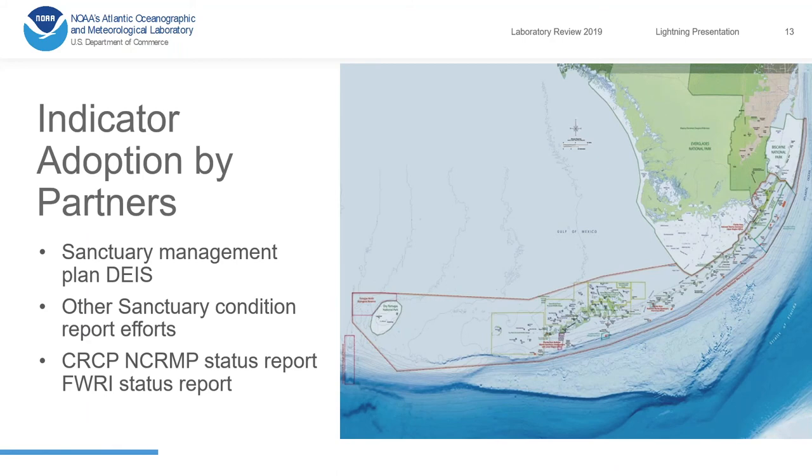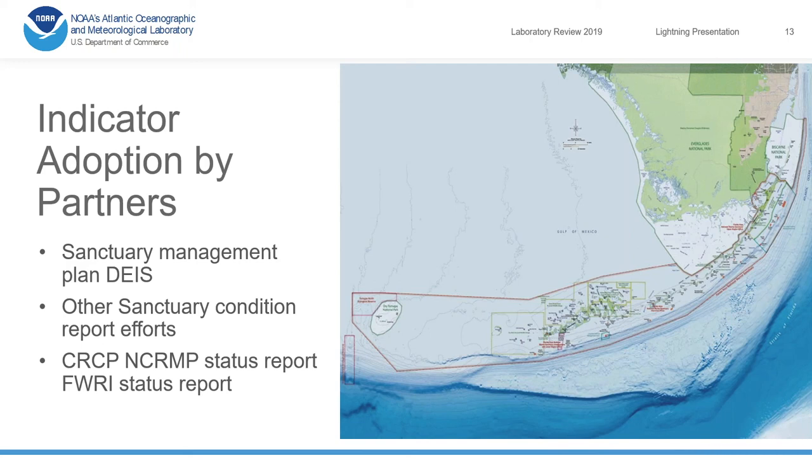So we're really pleased that our suite of indicators and our process has been adopted by a number of partners. Again, we told you about how it was incorporated in the sanctuary management plan, and we continue to support that process. We're supporting the update of the Florida Keys National Marine Sanctuary Condition Report, and this process is also being transitioned to other sanctuaries in the system, which is really great. And we're also dovetailing with status report efforts done by federal partners, state partners and other academic efforts as well.